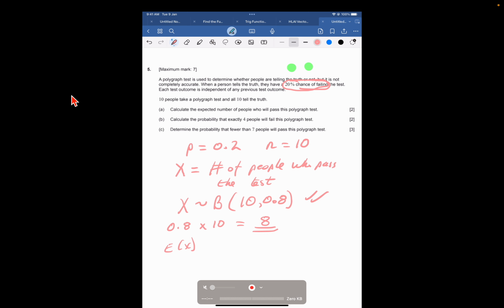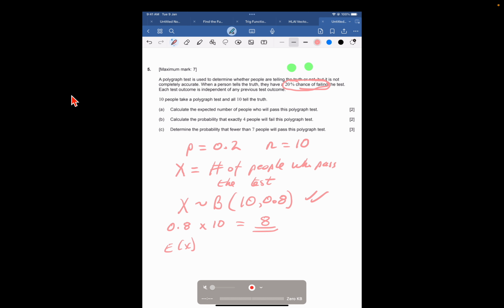And here's B. Calculate the probability that exactly 4 people will fail. Well, that's a little bit naughty, right? Because our x here is the number of people who pass. But look, I can write this: probability that x equals 6. If I want 4 people failing, then I want 6 people passing, right? So that's a sneaky way of getting around it. So P of x equals 6, so it's going to be a binomial PDF. I won't go to the calculator just yet.